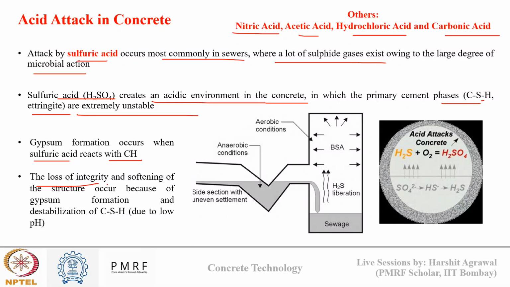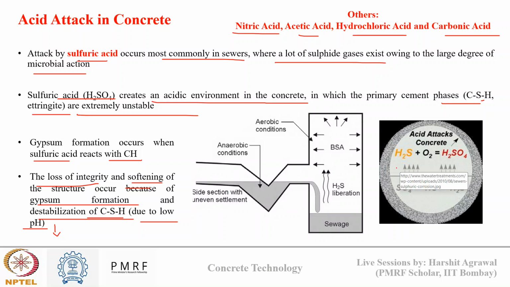there is loss of integrity and softening of structure because of the gypsum formation and because of destabilization of CSH due to acid attack. Because when acid attacks the concrete, it lowers the pH, and when pH decreases, the CSH destabilizes. Okay, so that can also cause softening of structure.